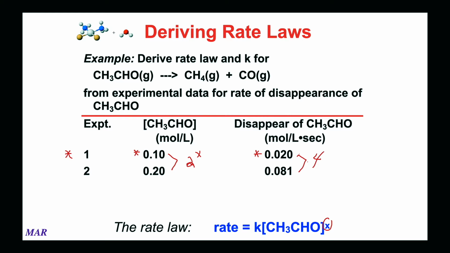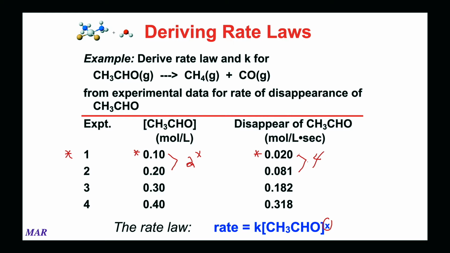Let me keep going. All right, so this scientist decided to get some more data. So they got experiment number 3, where they went to 0.30 moles per liter. The rate now 0.182, so you can see it's going up even more. And finally, experiment number 4, they had 0.40. They went up to 0.318 moles per liter.